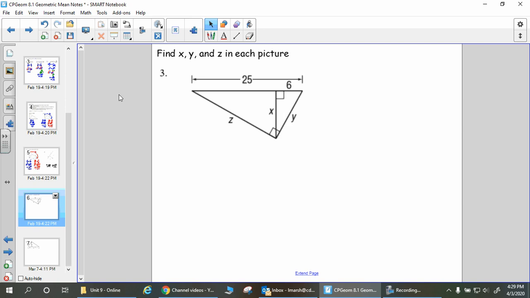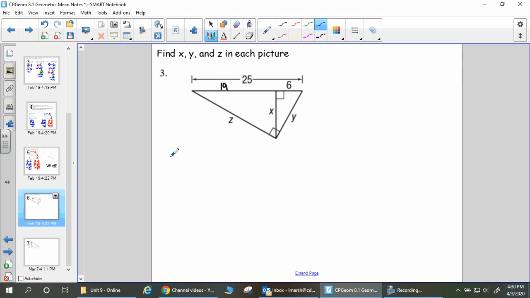The only difference here is instead of giving me the 2 separate values, they gave me the whole thing and the 6. So all I'm going to do first here is a quick subtraction: 25 minus 6 is going to give me 19 for this part of the hypotenuse. So now I have my 2 little pieces. I have the whole thing. So this is just a matter of setting up the 3 geometric mean proportions, one for each letter, and solving them. So I'm going to do that.